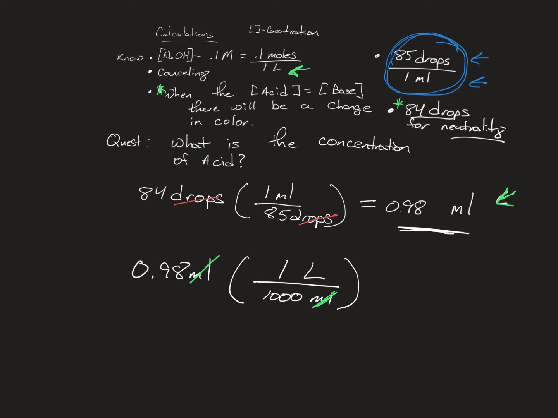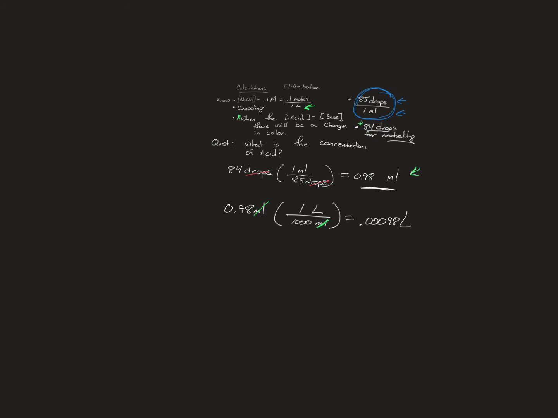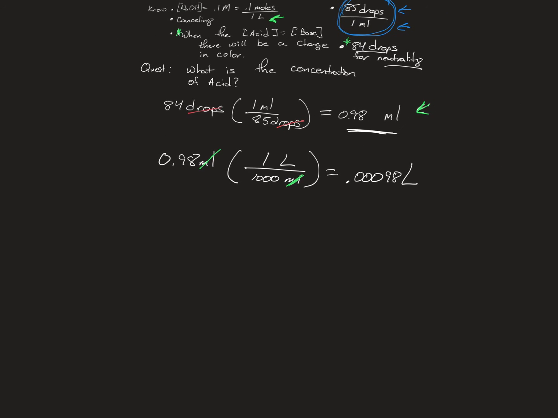So milliliters cancels milliliters. And so what am I left with? Liters. So what's 0.98 divided by 1,000? It's 0.00098. Sometimes I add an extra zero because I don't know why. So 0.00098 liters, okay? So that's great. Now I know the volume that was required to neutralize the acid.